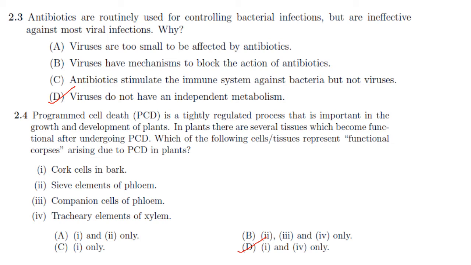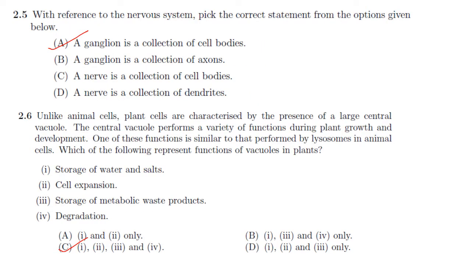Sieve elements of phloem are living. Similarly, companion cells of phloem are also living. Bark cells, that is cork cells in the bark, are non-living. So the answer is 1 and 4. That is option D. In phloem components, only phloem fibers are dead. Next one.